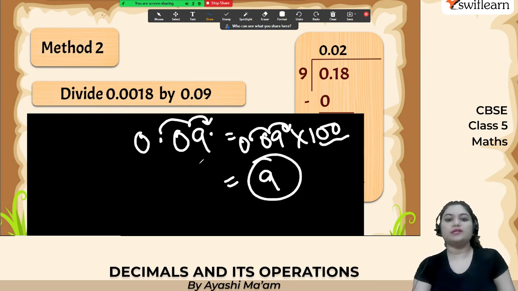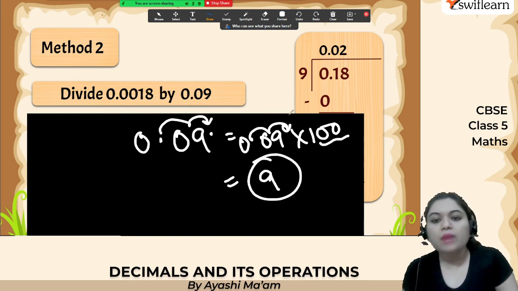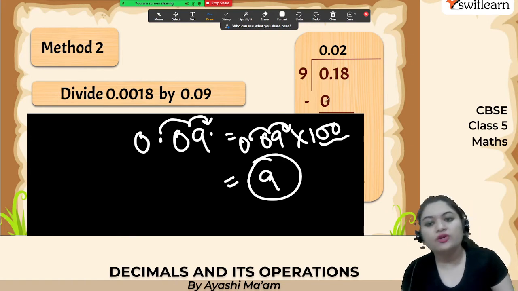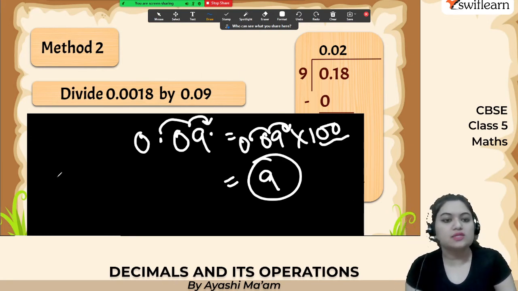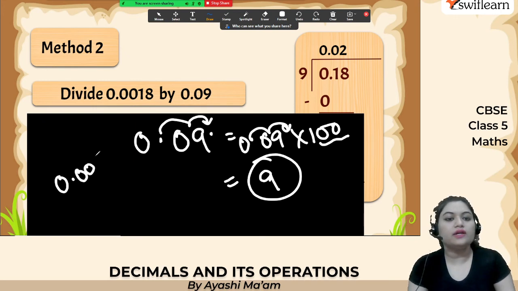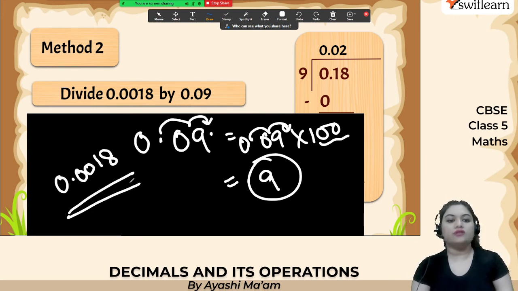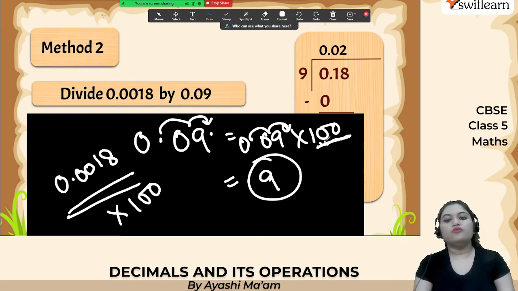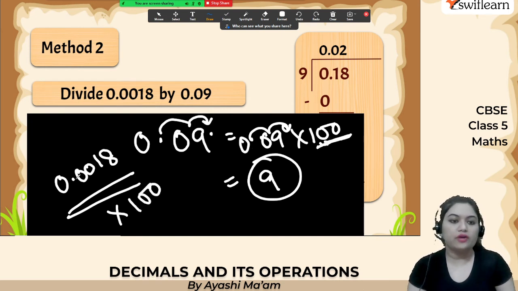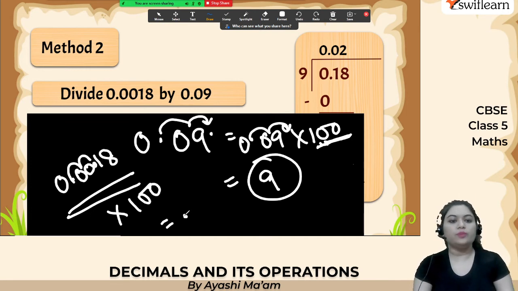This is our divisor. And because we multiplied the divisor by 100, that means we move the decimal point 2 places towards the right. The same thing you need to do in the dividend also. This is our dividend. So you simply multiply this one also with 100, because we multiplied the divisor also by 100. So 1 and 2. So our decimal point will come here and it will become 0.18.